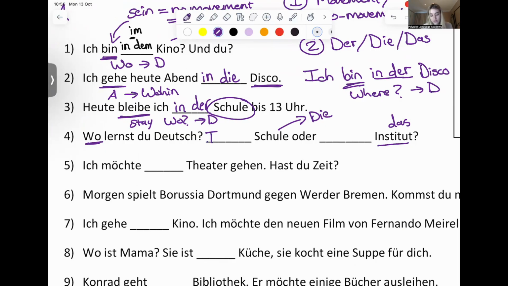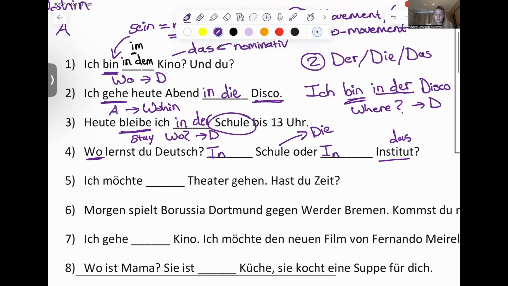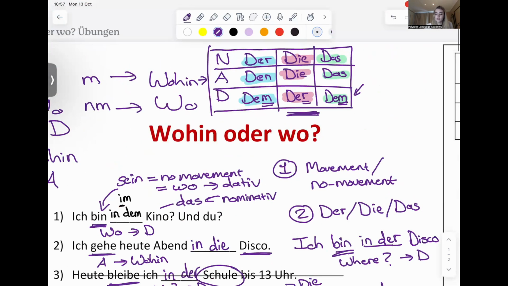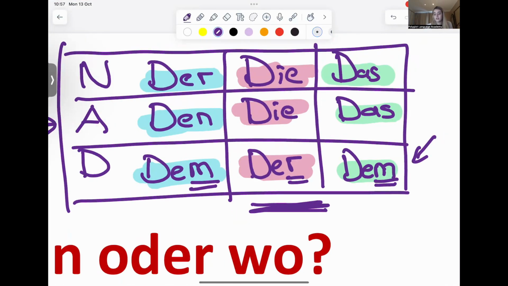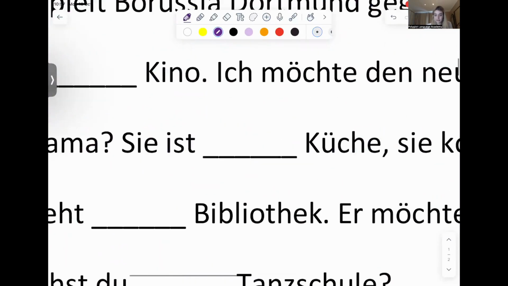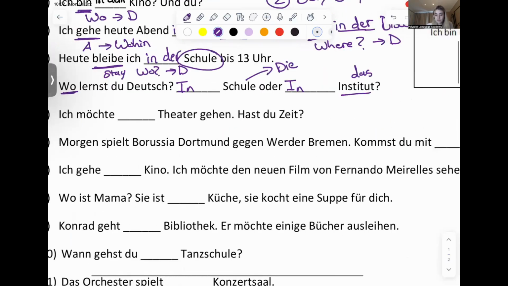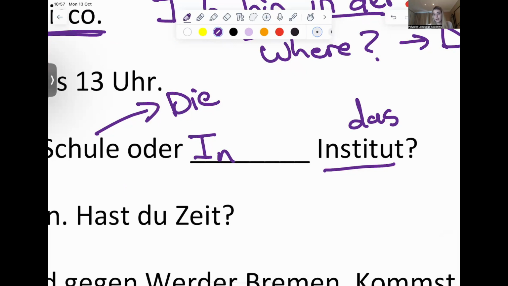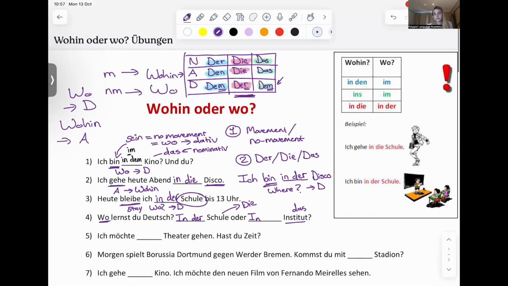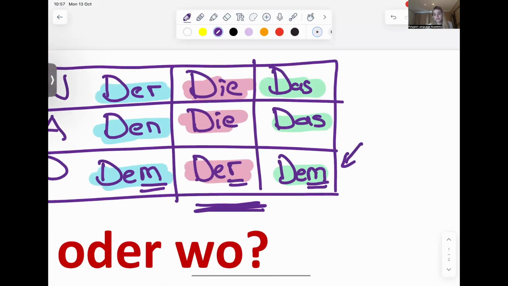So let's just write in so long. So, where do you learn German, at school or at a language institute? So in Schule, wir wissen ja, der. We know it's der. Die changes to der. So in der Schule, what does das change to though? In Dativ. Let's check. Dem.